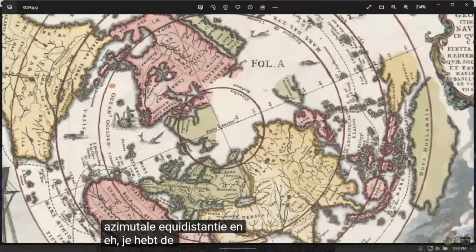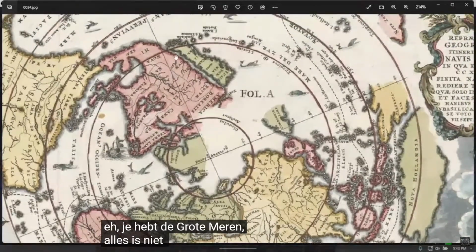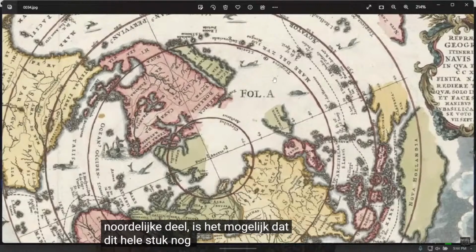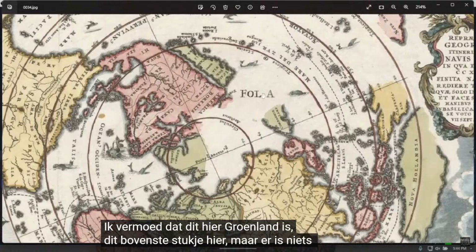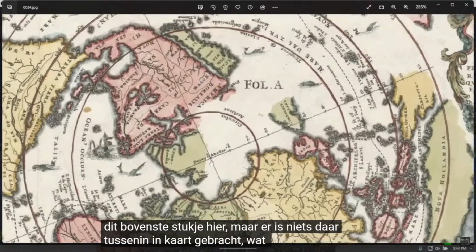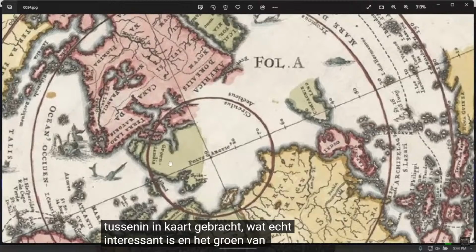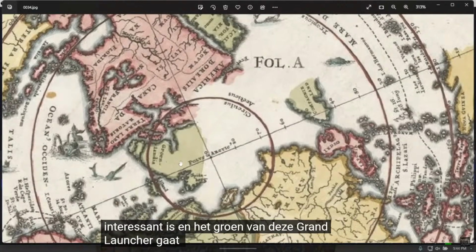And you've got the Great Lakes. Everything's not connected in the northern part. Is it possible that all of this bit is still underwater? I'm wondering. Yeah, could be. Because you can see this green bit over here. I'm guessing that this is Greenland, this top bit here, but nothing in between has been mapped, which is really interesting. And the green of this Grönland here goes all the way to the North Pole.